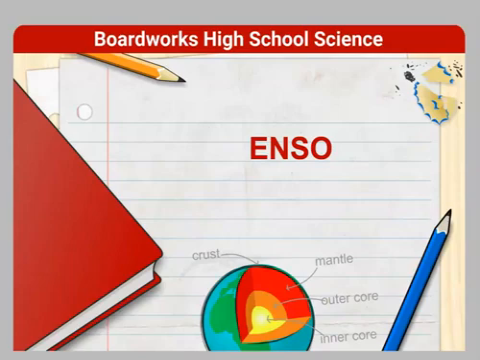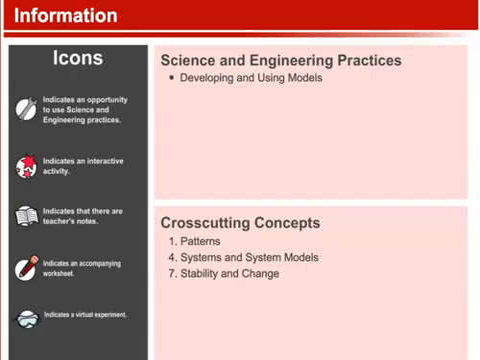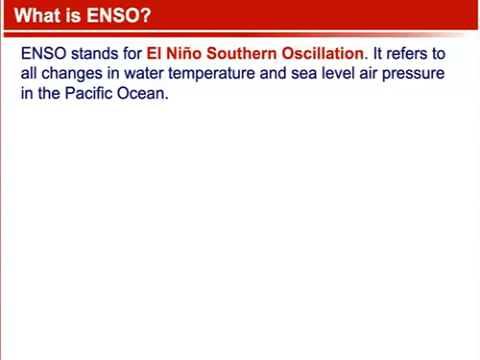El Nino Southern Oscillation lesson. In this lesson, we'll look at the science and engineering practices of developing and using models. Cross-cutting concepts will include patterns, systems and system models, and stability and change. So what is the El Nino Southern Oscillation?